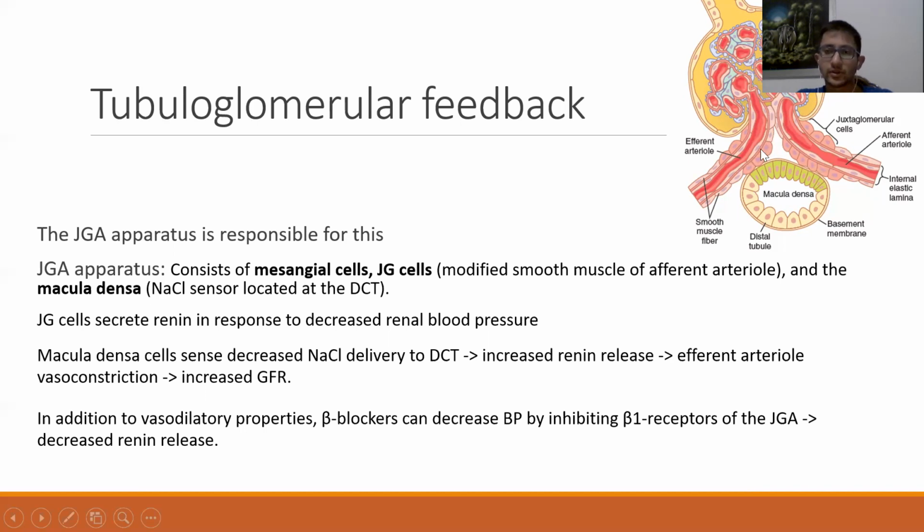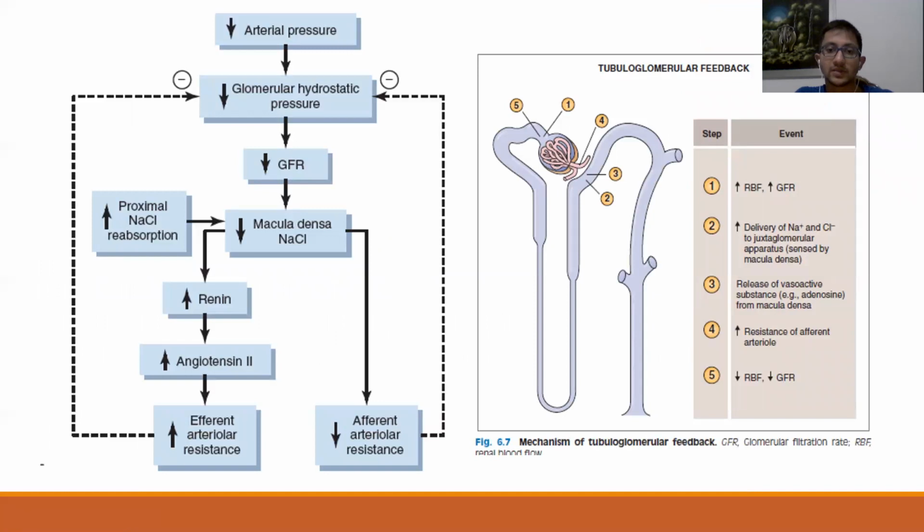The efferent arteriole also responds to beta-1 sympathetic activation. That's why beta blockers can decrease the blood pressure by inhibiting the beta-1 receptors of the juxtaglomerular apparatus, thereby decreasing the renin release. This is once again another flow chart. This would be kind of another way.